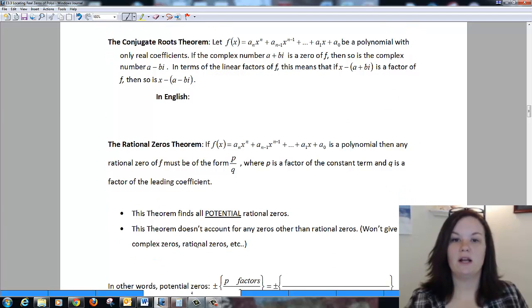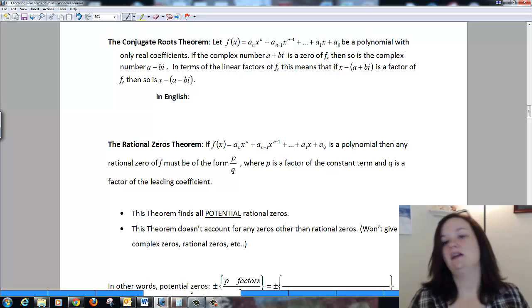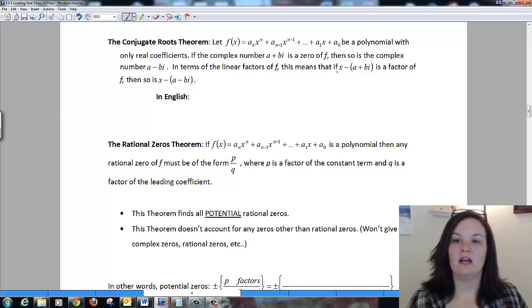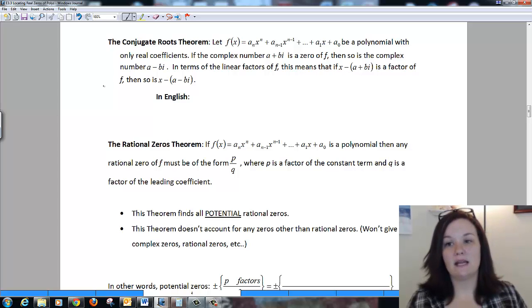Okay, but before I go over that, I just want to mention the Conjugate Roots Theorem. That means if we have some polynomial function, this is just the standard form of a polynomial function, and it has only real coefficients, so no weird complex coefficients, if the complex number a plus bi is a zero of this function, then so is the complex number a minus bi. In terms of the linear factors of f, that means that if x minus a plus bi is a factor of f, then so is x minus a minus bi.